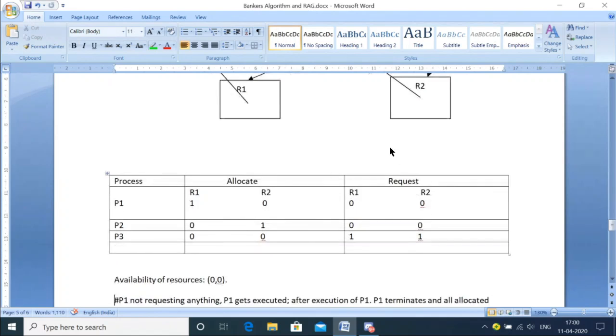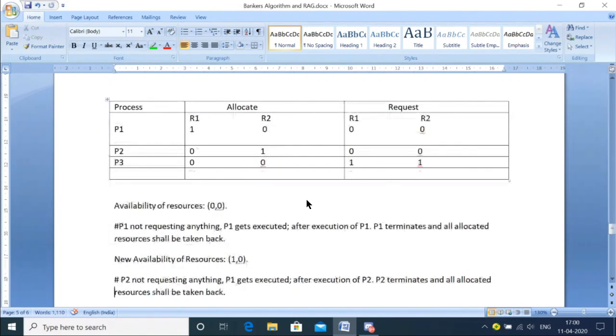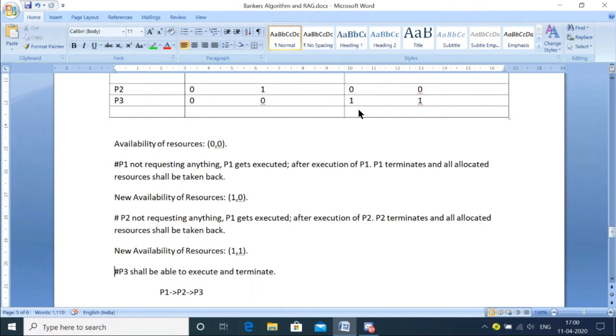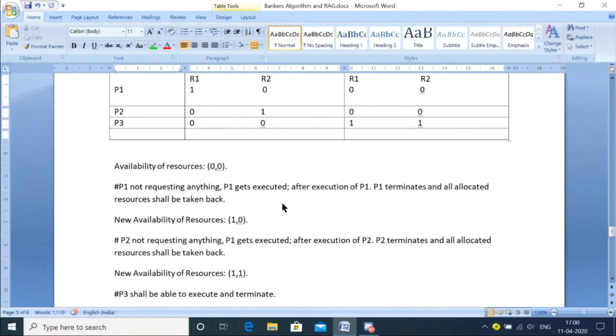So this is the table we have to construct. Now let us see whether this is a deadlock situation or not. First we will try to go with P1. Let's see, is P1 requesting anything?